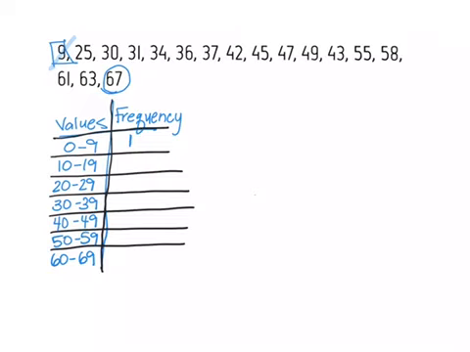Correct. The frequency there is 0. There are no values that fit in that bin. You still have to include it. So you can't just throw out a bin that has nothing in it. You have to include it. It will be important for your histogram.